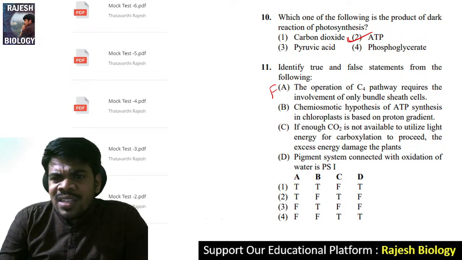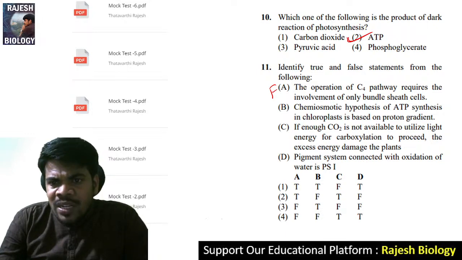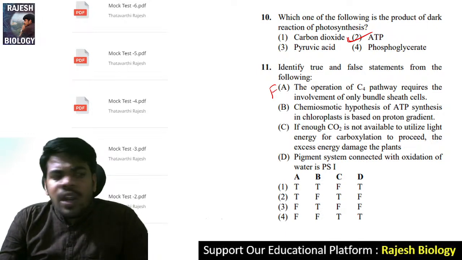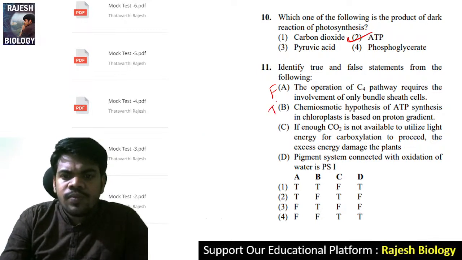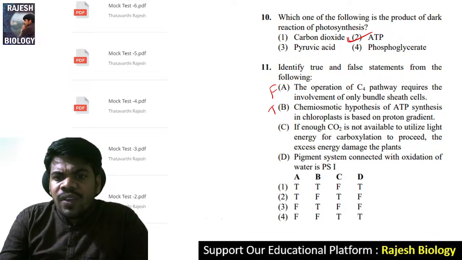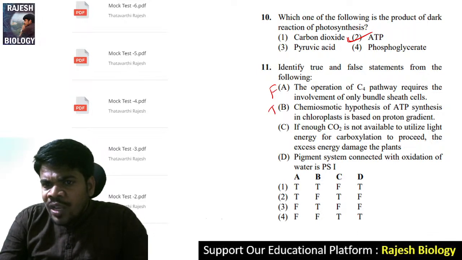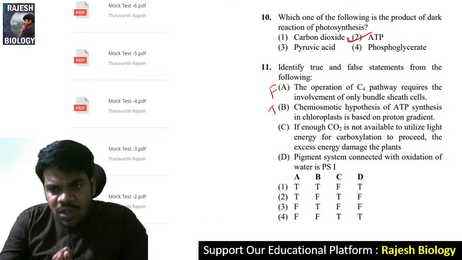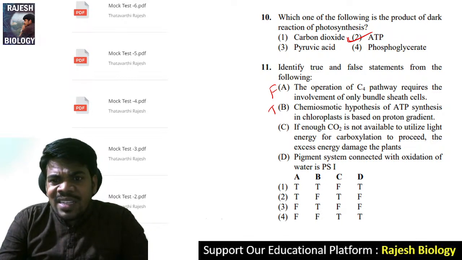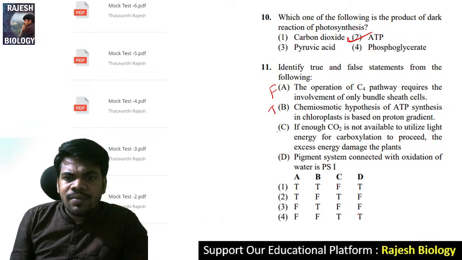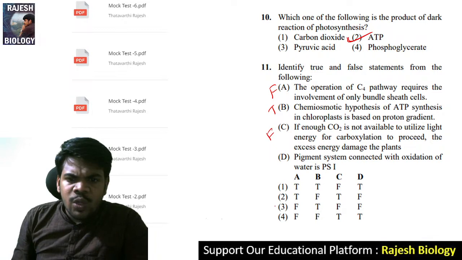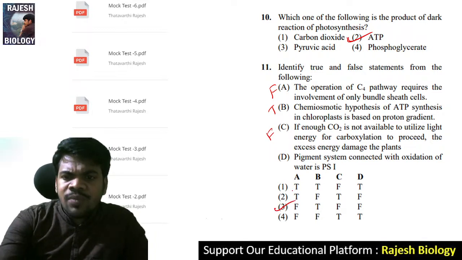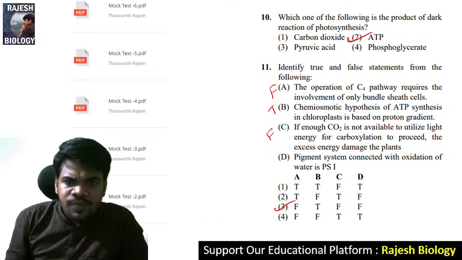Chemiosmotic hypothesis of ATP synthesis in chloroplast is based on proton gradient. It is true. If enough carbon dioxide is not available to utilize the light energy for carbon carboxylation to proceed, the excess energy damages the plants. This is wrong. Yes, 11.3. Very good, Janeshwari. The pigment system connected with the oxidation of water is PS1. That is also wrong.